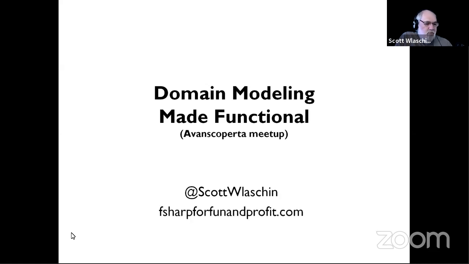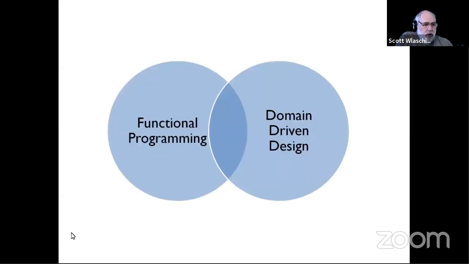So FSharp for Fun and Profit is my website, and I will be using FSharp examples here, but this is not really a talk about FSharp. This is a talk about the functional approach to domain modeling. Normally people think of functional programming and domain-driven design as two completely different things. Domain-driven design is considered object-oriented and non-mathematical, and functional programming is kind of weird, but I actually think they are a perfect match. They really are a great way of working together.